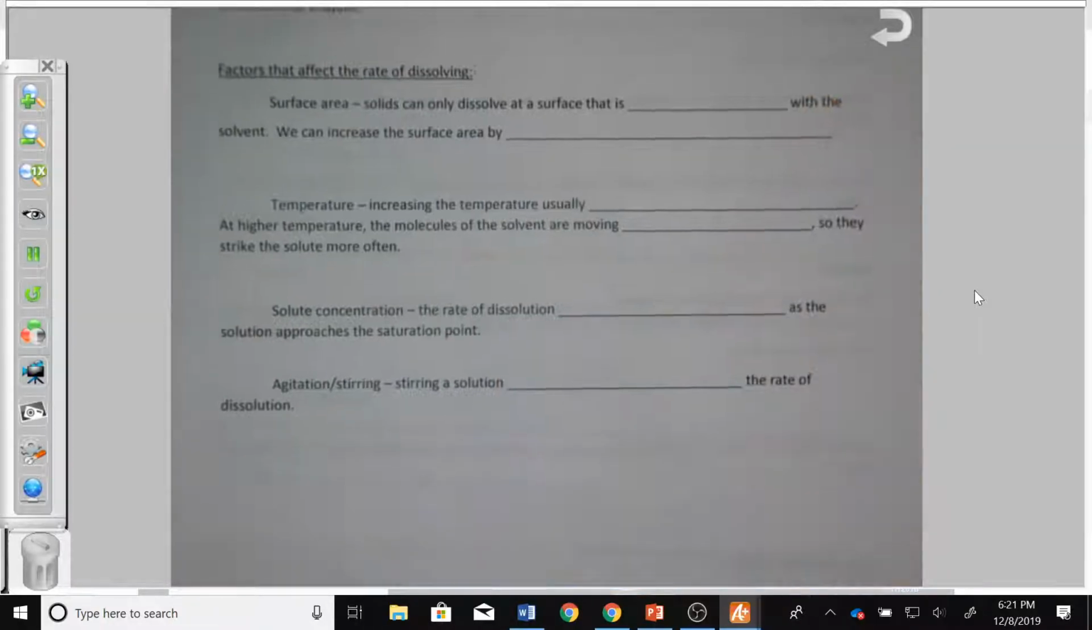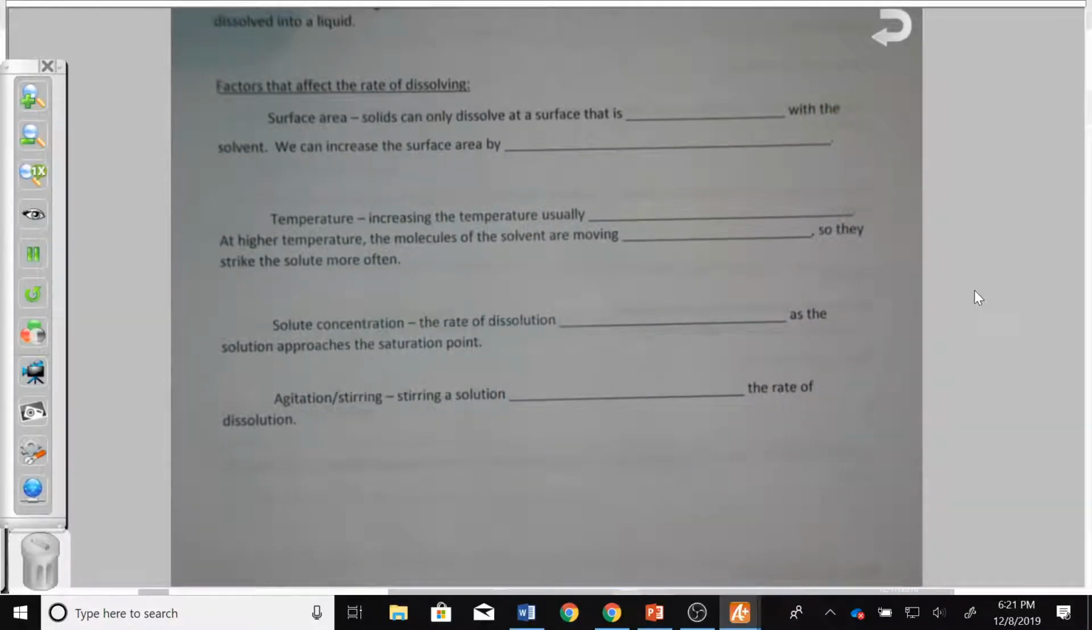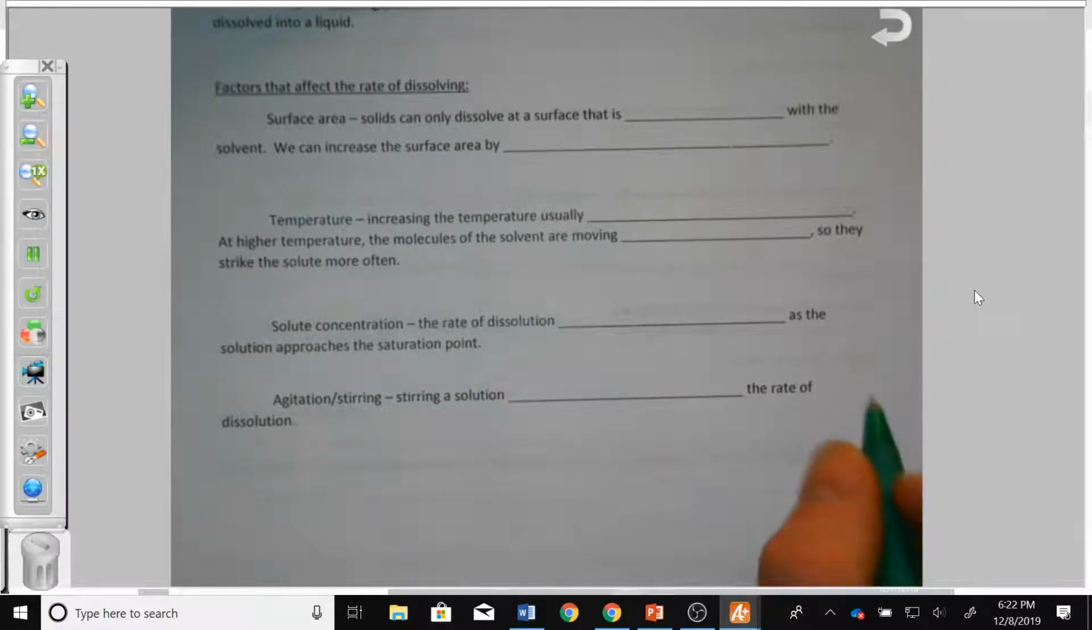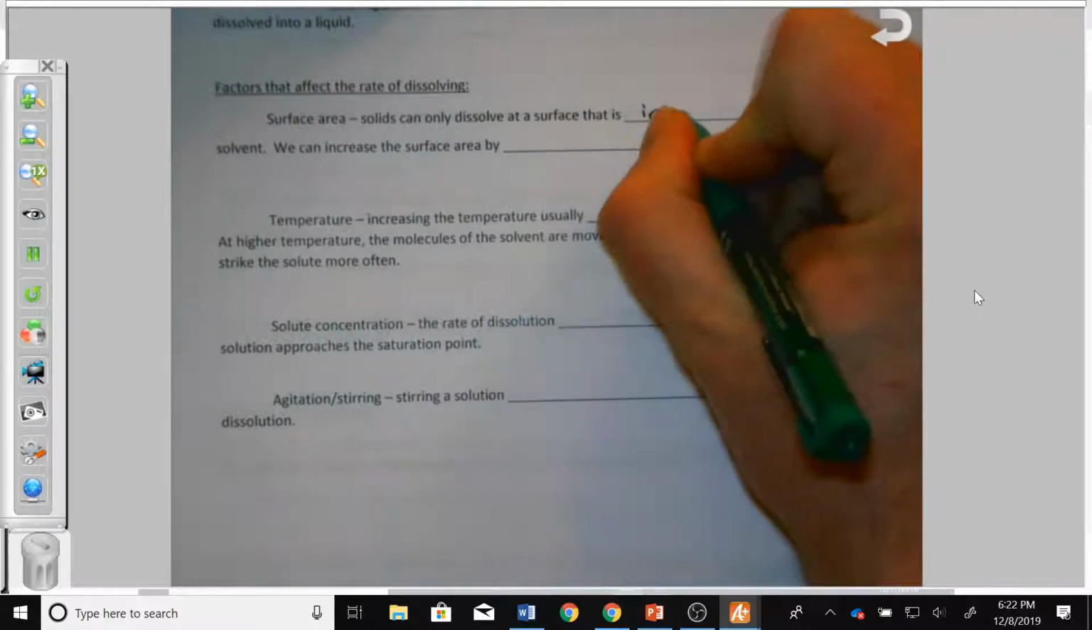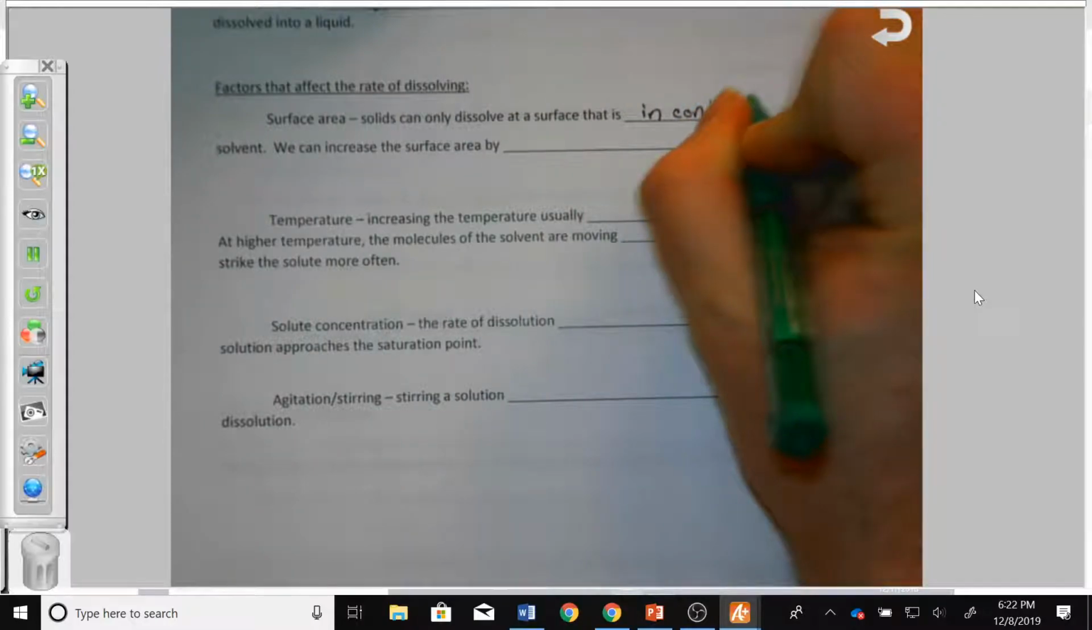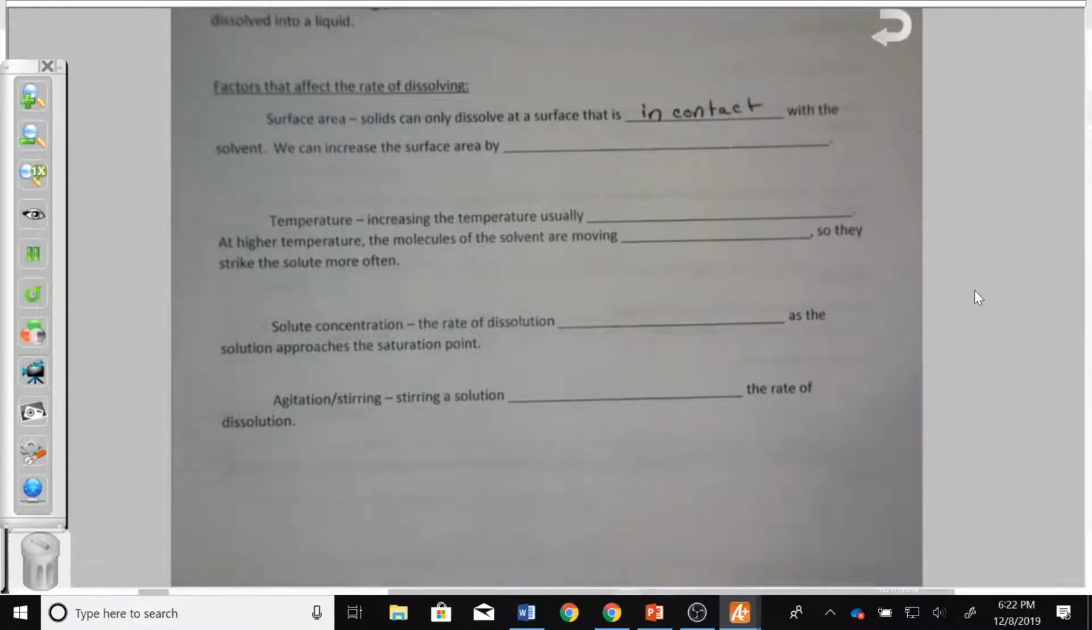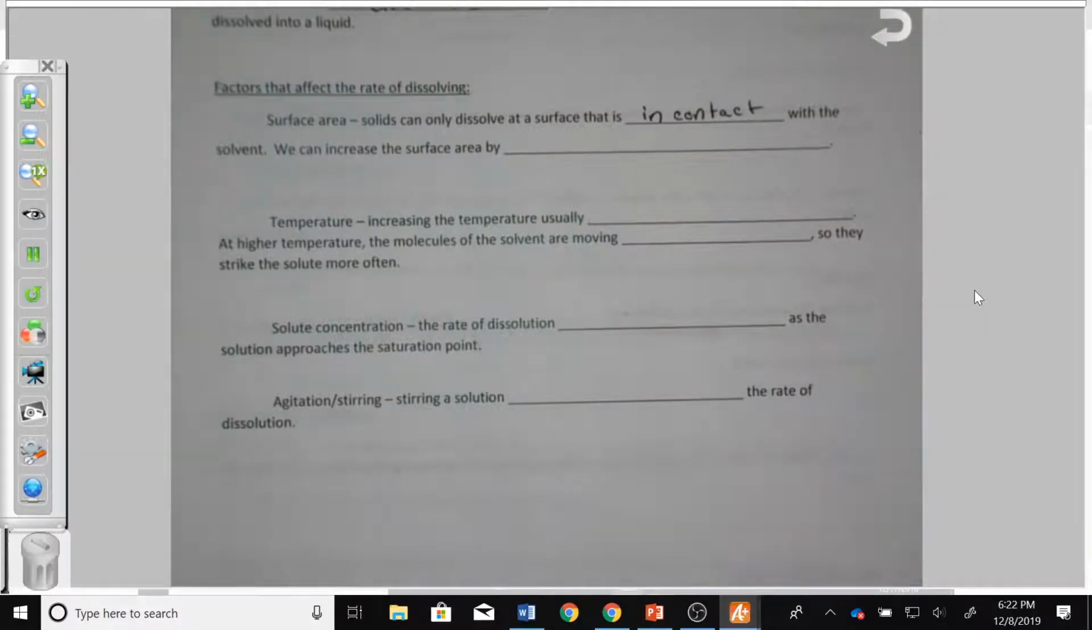There are some factors that increase the rate of dissolving. First off is the surface area. Solids can only dissolve at a surface that is in contact with the solvent. So if you throw a big hard chunk of sugar into your pitcher to make your Kool-Aid with, it's probably not going to dissolve as well as if you had the normal kind of ground sugar, because that block has a lot of sugar molecules on the inside of it that aren't immediately exposed to the water. The water can only dissolve the sugar on the outside of that block.